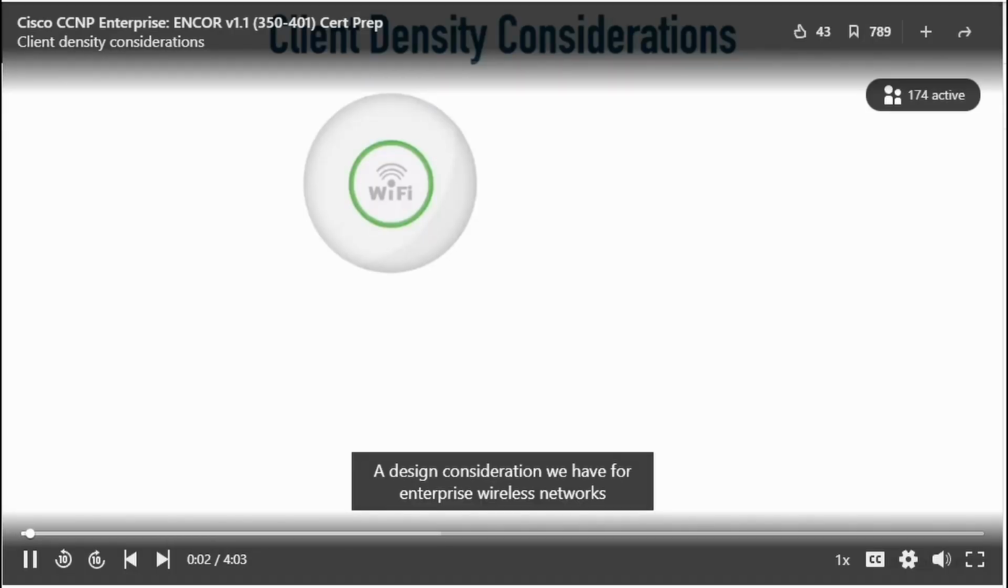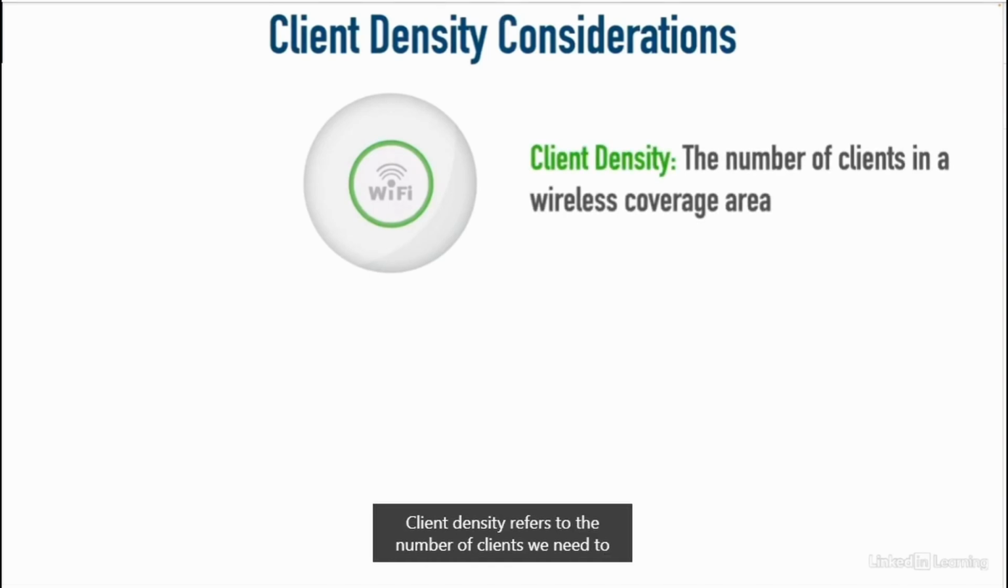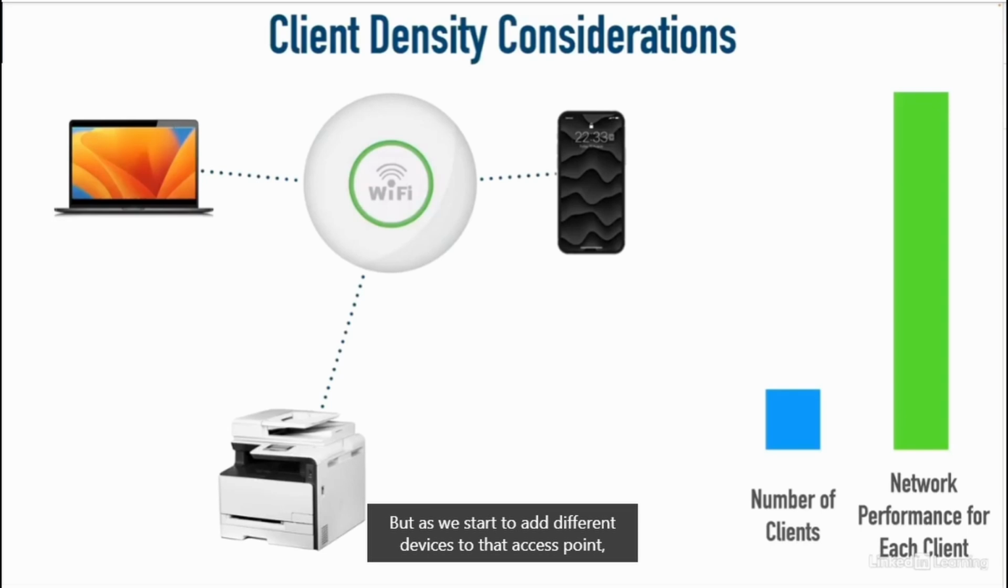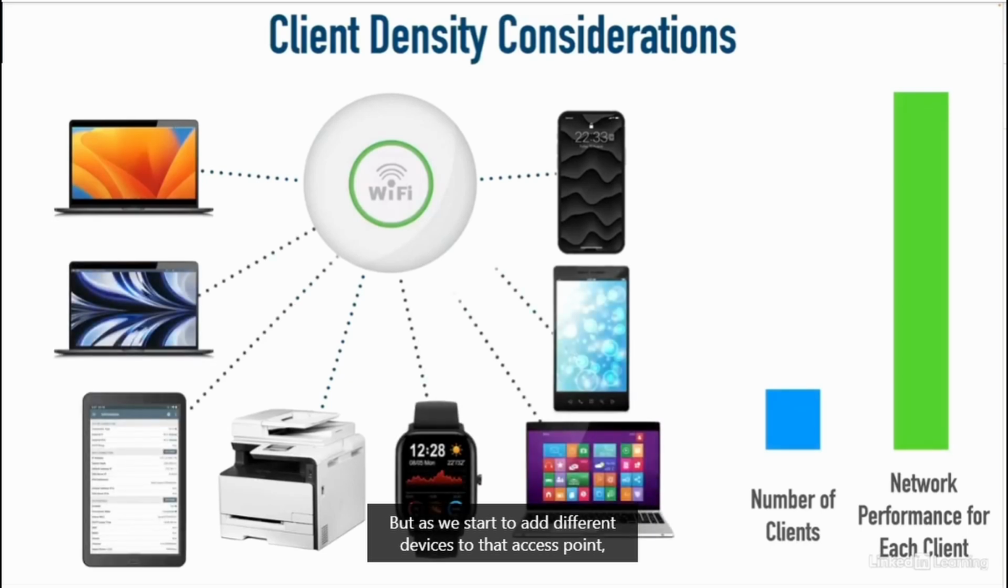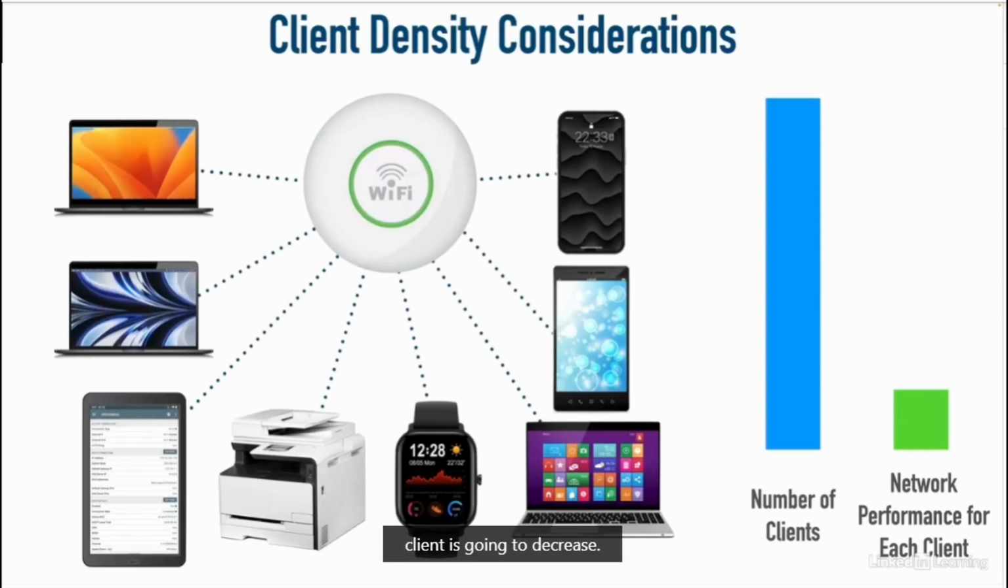A design consideration we have for enterprise wireless networks is client density. Client density refers to the number of clients we need to service within a particular wireless coverage area, and it's an inverse relationship between the number of clients that we can serve and the possible network performance for each of those clients. Here in this example, we just have 3 clients, and they get to share the resources of that wireless access point. But as we start to add different devices to that access point, then the slice of the bandwidth pie available to each wireless client is going to decrease.